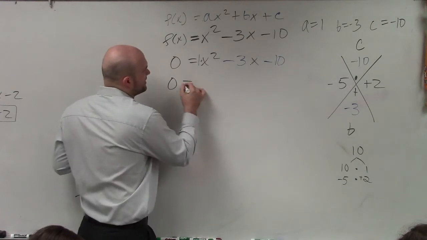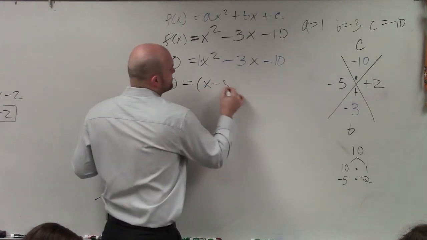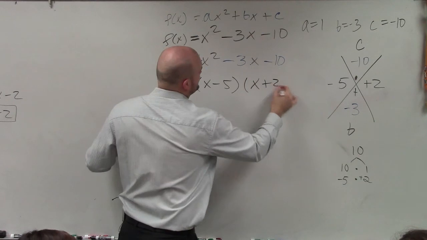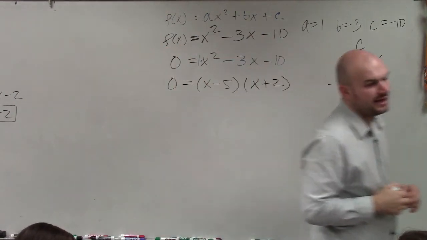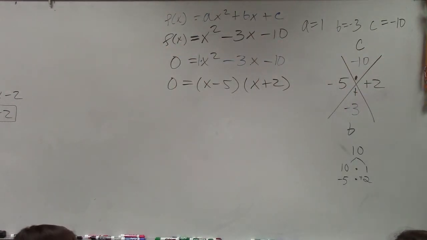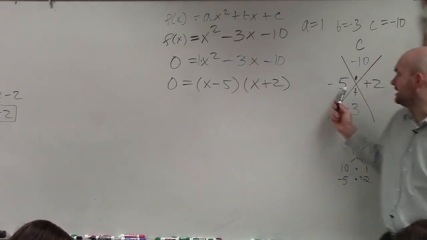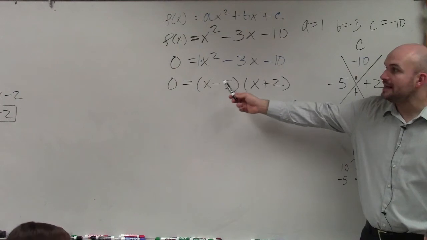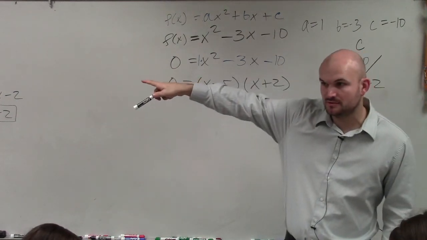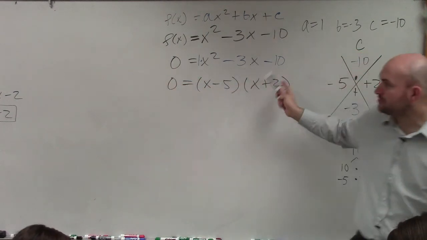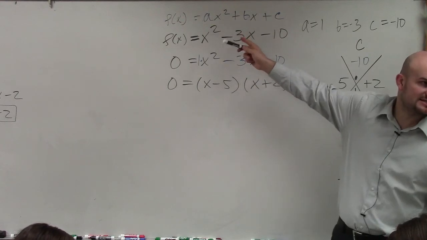And then we write them in their factored form. X minus 5 times x plus 2. OK? So when we look at our factored form, basically what we're doing is we're just writing in our two factors here. Now, can you check your work using FOIL? Yes, you can just multiply these. When you multiply them, you should get this answer back.